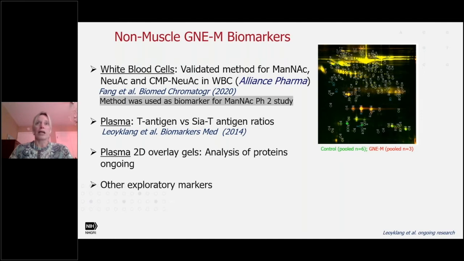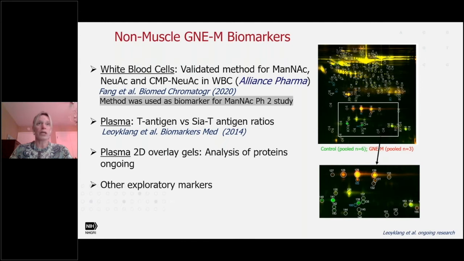So that is kind of explained here how that works. So we took, in this case, blood from 6 control individuals, and we colored all their sialylated glycoproteins green. So we put a green fluorescent label on all these proteins. And we pooled, in this case, blood of 3 patients with GNE myopathy, and we colored that red. And then we mixed the blood. And then we ran this mixture onto a gel.